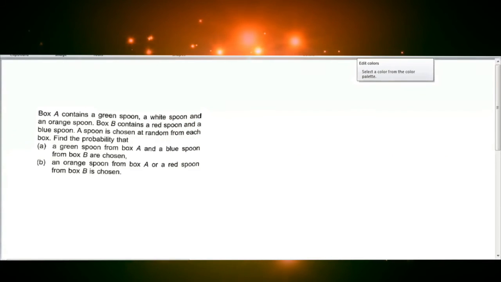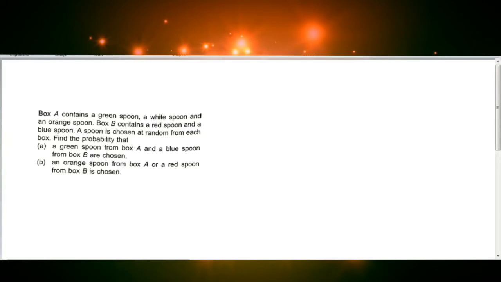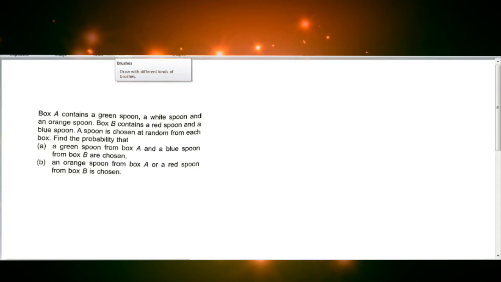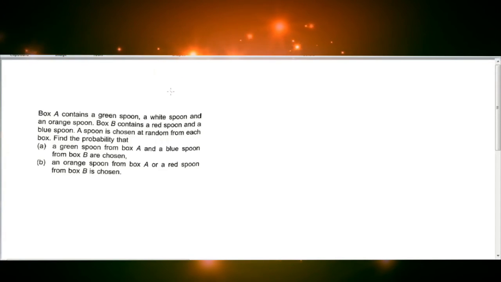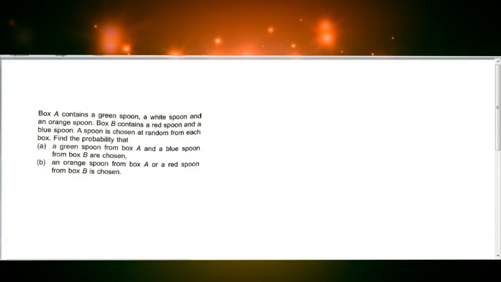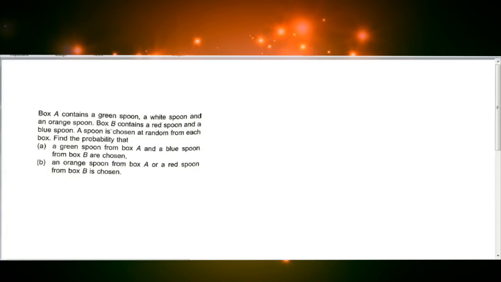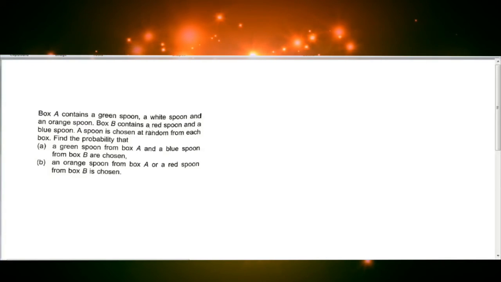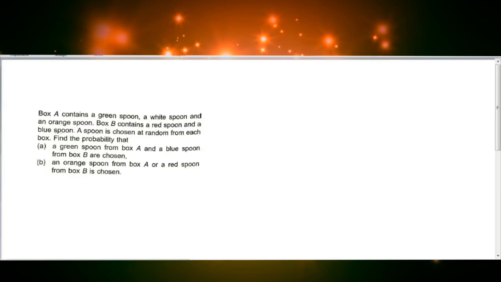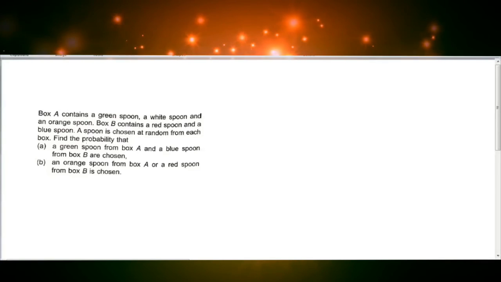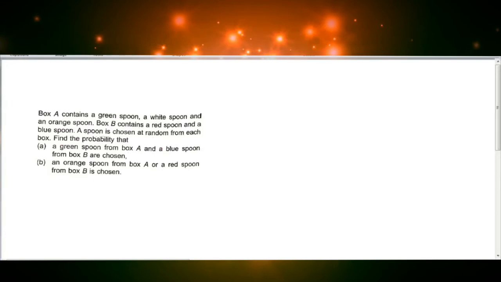This question I picked from a book. Box A contains a green spoon, a white spoon, and an orange spoon, and box B contains a red spoon and a blue spoon, and then a spoon is chosen. That means I need to choose one only spoon at random from each box. So I need to find the probability of a green spoon from box A and a blue spoon from box B.